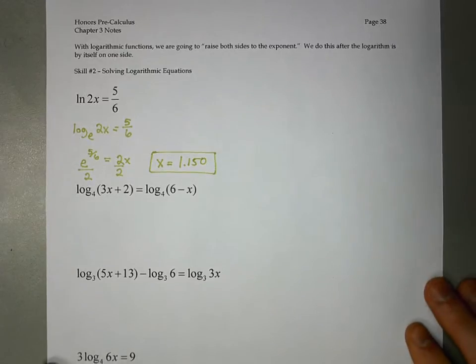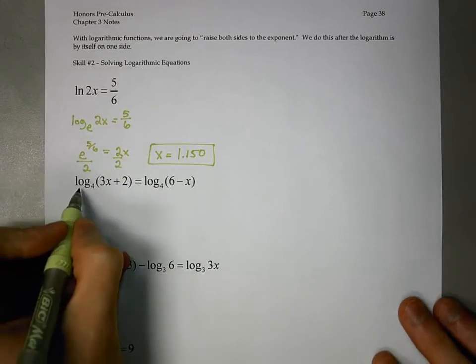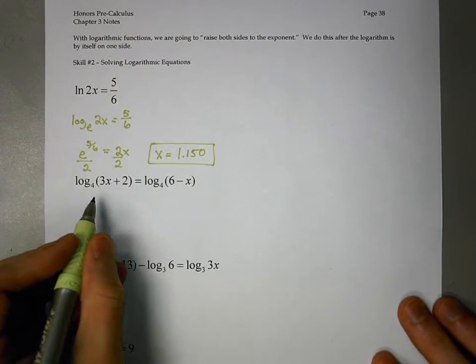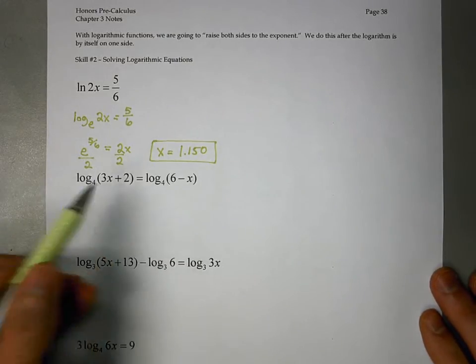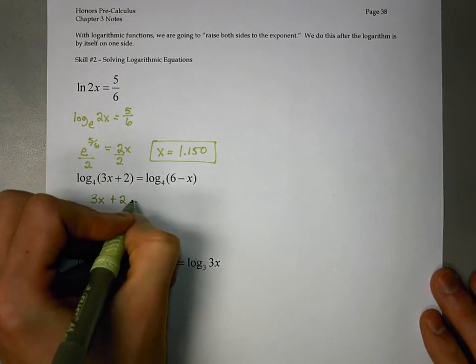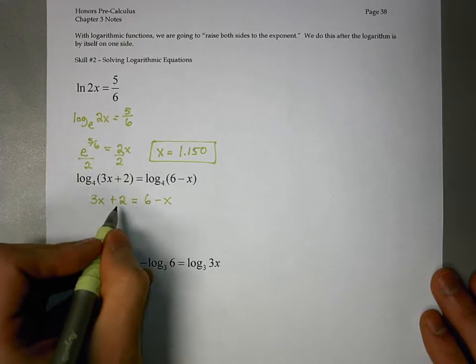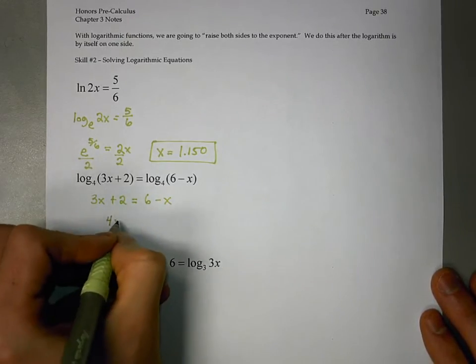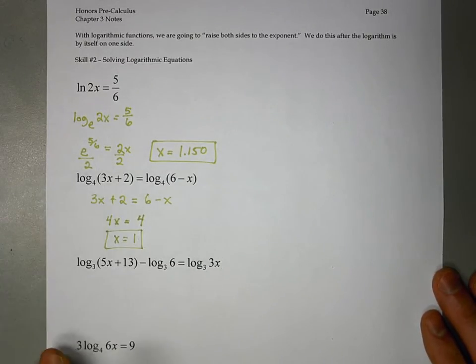The second example here, log base 4 of 3x plus 2 is equal to log base 4 of 6 minus x. Since I've got log base 4 on both sides and a single log expression on both sides, I can use the one-to-one property that says if I've got an expression in parentheses here, it's got to be equal to this expression over here. So 3x plus 2 is equal to 6 minus x. We can move the negative x over here, the 2 to the right-hand side, which gives me 4x is equal to 4, which means x is equal to 1.